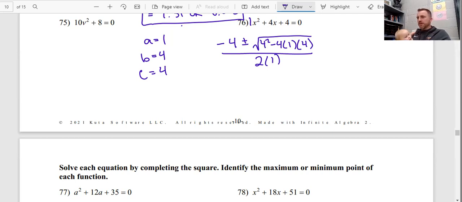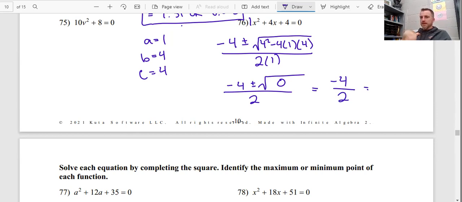Okay, so we simplify then negative 4 plus or minus the square root of 4 squared minus 4 times 4 is just 0 over 2. So this number 76 is what it looks like when you have a discriminant of 0. So you see that our answers are negative 4 plus or minus nothing. So there's no need to write it, all divided by 2. So the answer is negative 2.